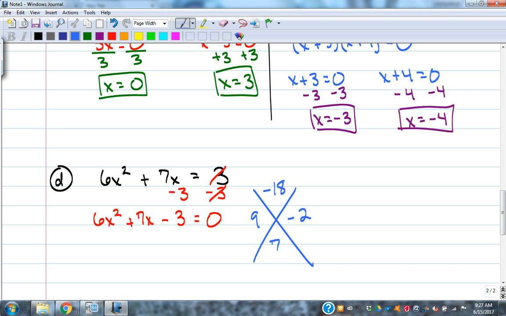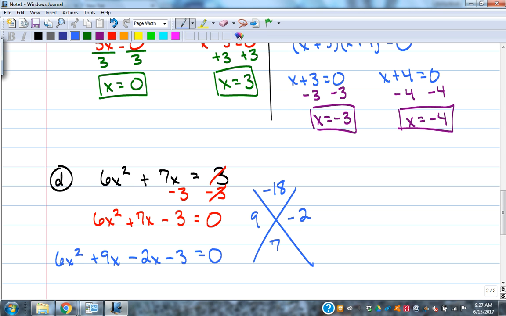Now, can I take a shortcut on my factors here? No, because that 6 in the front there says you can't take a shortcut. You've got to do it the long way. So remember, the long way is taking 6x squared, and then you're replacing the 7x that's in the middle with these two pieces that you found in your X. So that'd be plus 9x minus 2x minus 3.